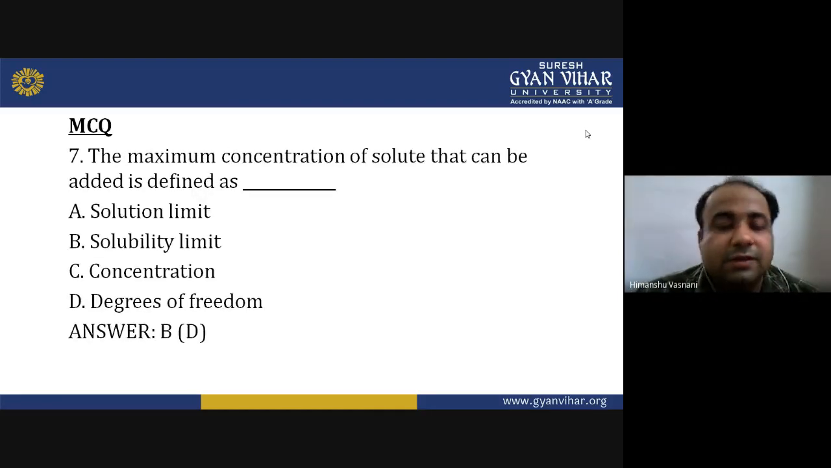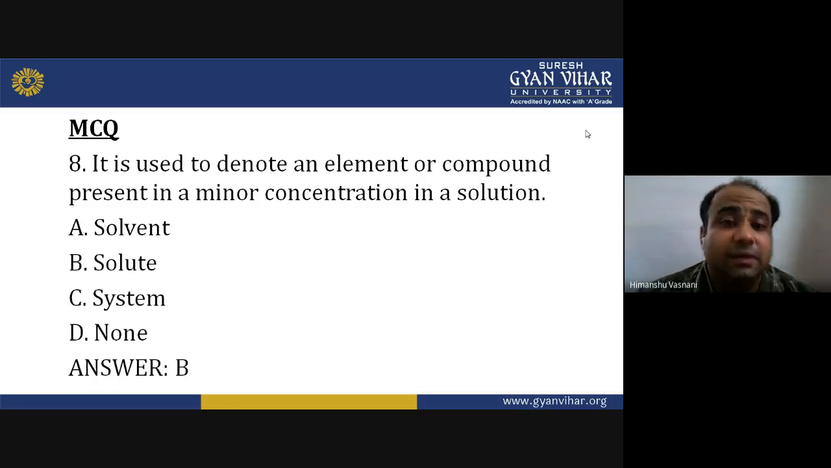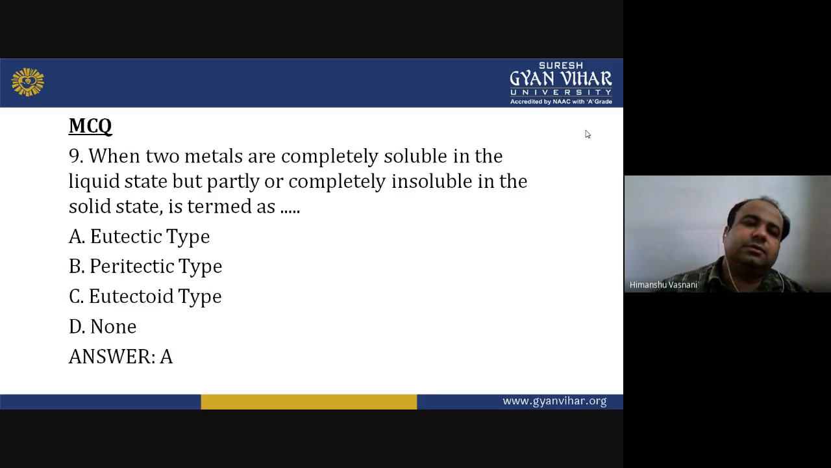Then the maximum concentration of solute that can be added is defined as the solubility limit. We discussed this. Now, the term used to denote an element or compound present in a minor concentration in a solution is solute. And when two metals are completely soluble in the liquid state, but partly or completely insoluble in the solid state, the whole system is termed as reactive type.